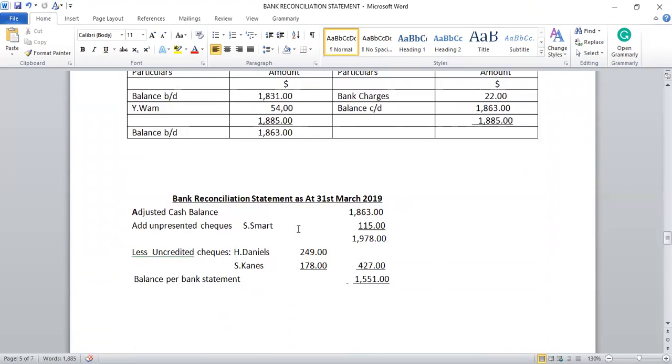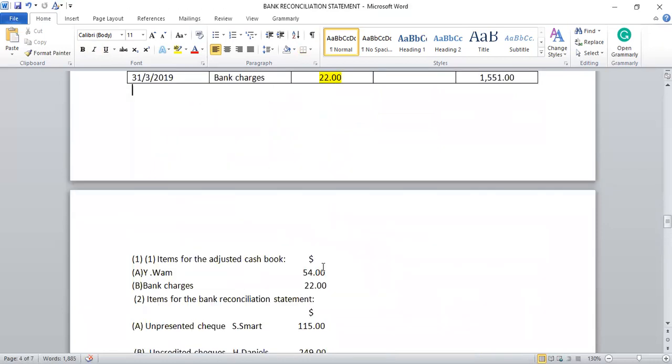So we add the unpresented check up. We add it to the $1,863 balance brought down. Then we take the adjusted cash book balance, $1,863, and add the unpresented check, SMART, $115 to it. So we have a total of $1,978. Then we deduct the uncredited check, which was $849, and S-Kings, $178. So that's it.